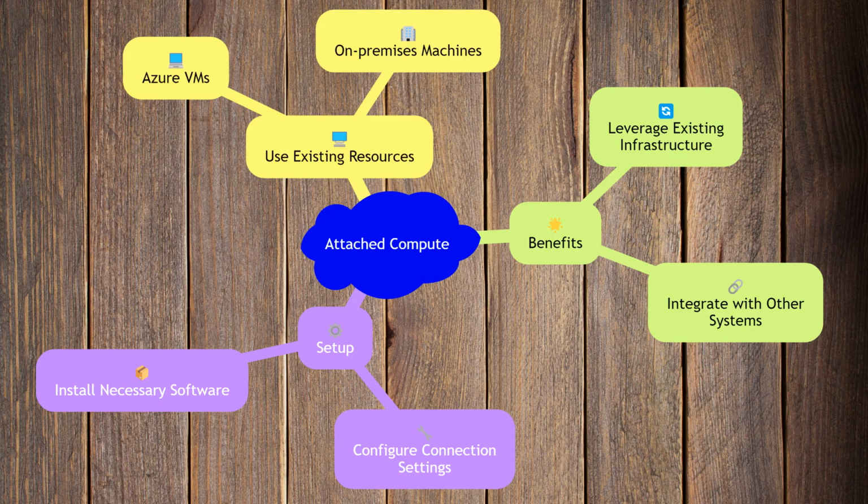Attached compute allows you to use existing resources, such as other Azure VMs or on-premises machines, as compute targets. This is useful for leveraging existing infrastructure and integrating with other systems. To attach a compute target, you need to configure the connection settings and ensure that the necessary software is installed.